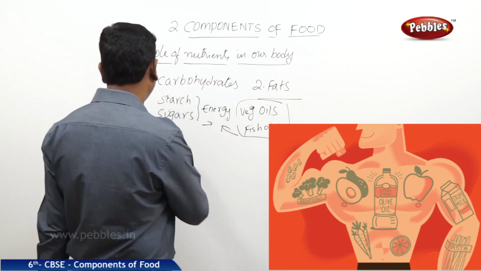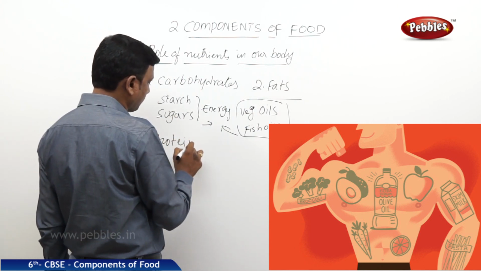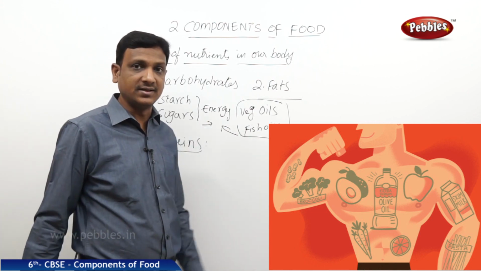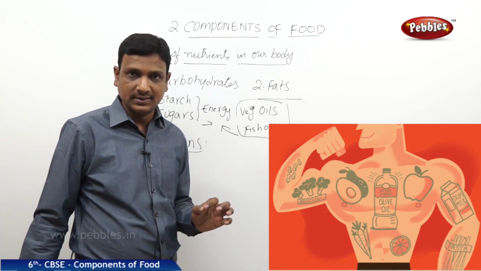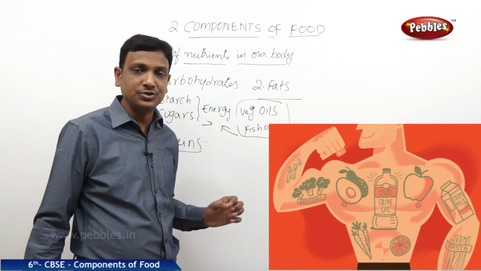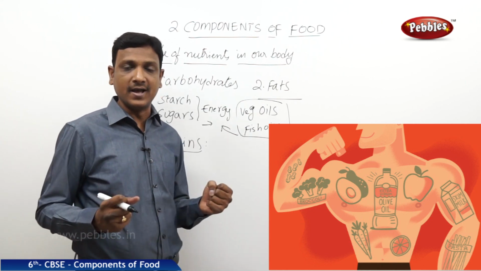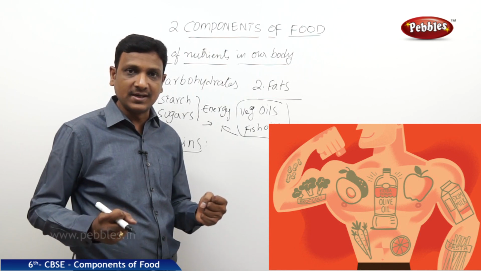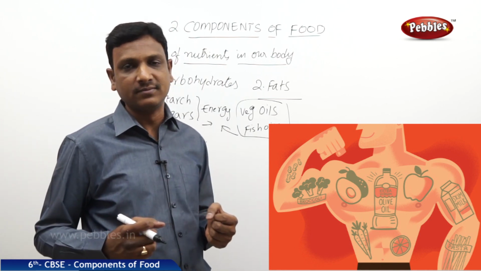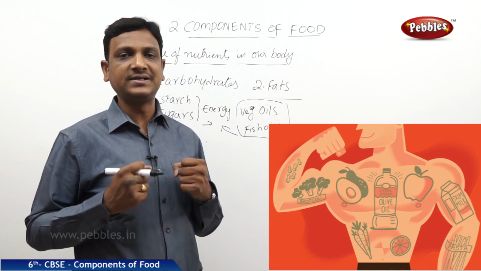So the next one, the third one, proteins. Proteins are the nutrients that are essential for our growth. They are the body building and disease fighting nutrients. Those nutrients are required to make your body strong. In a growing stage, your bones and muscles are to be grown up. Your muscle is made up of protein. You need to eat a lot of protein to stay fit.